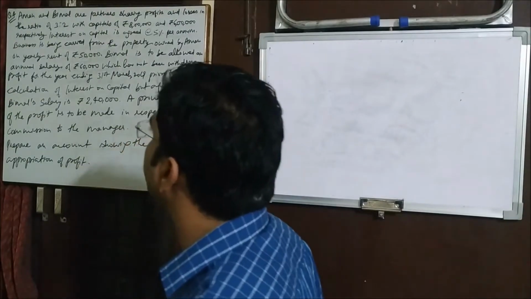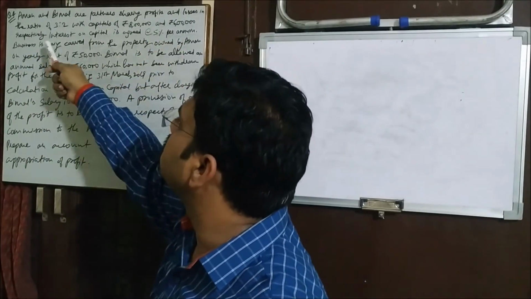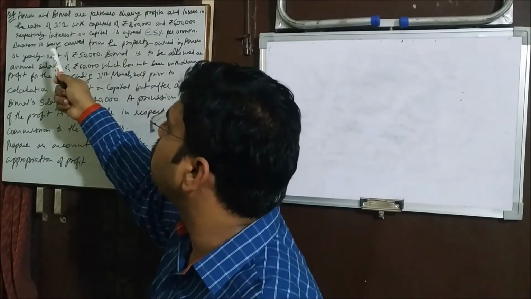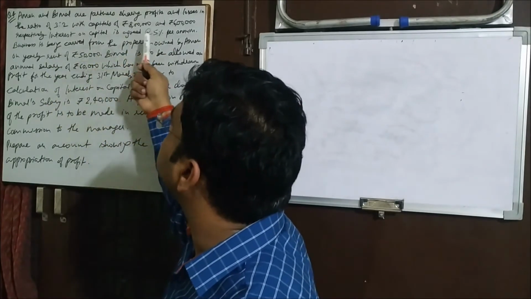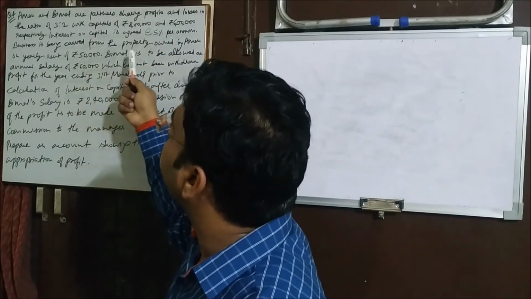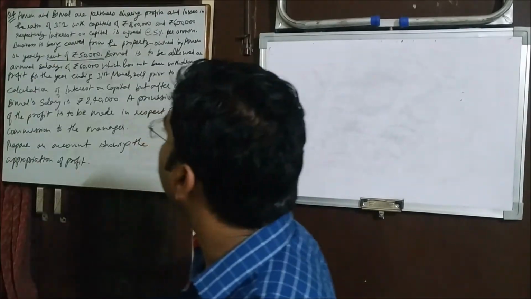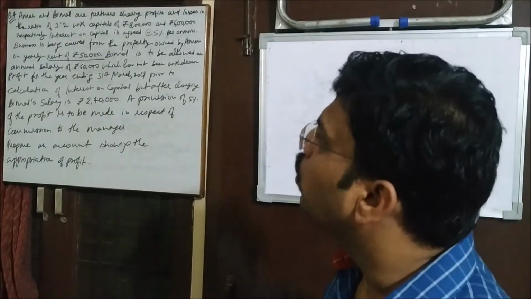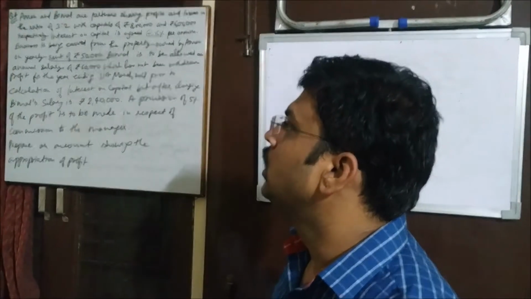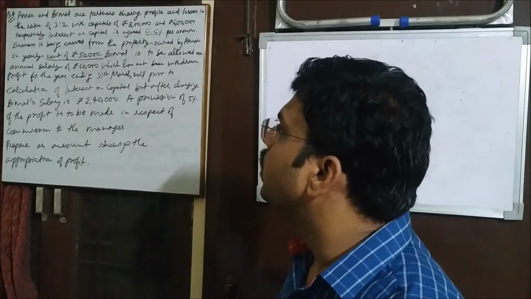Now let's read this question from the beginning. Aman and Bimal are partners sharing profits and losses in the ratio of 3:2 with capitals of rupees 8 lakh and 6 lakh respectively. Interest on capital is agreed at 5% per annum. Business is being carried on from premises owned by Aman on a yearly rent of rupees 50,000. So business is going on in one partner's premises. If that is his property, the partnership firm is supposed to pay rent to that partner.